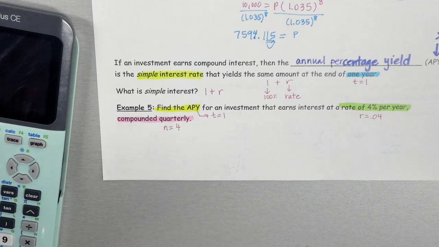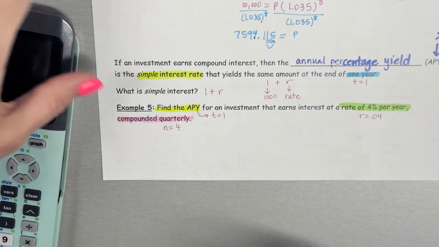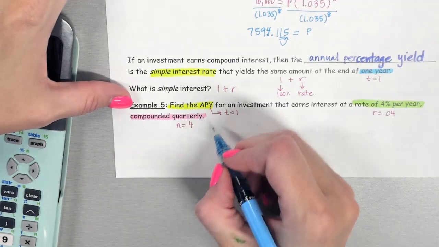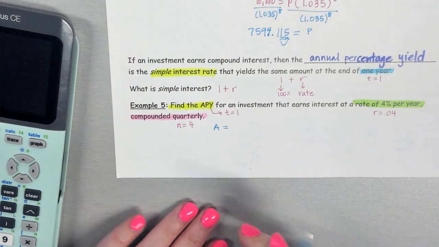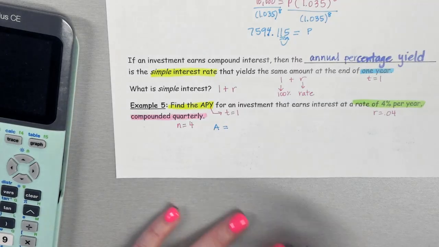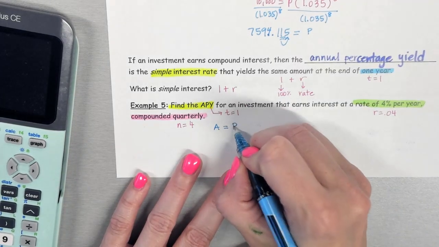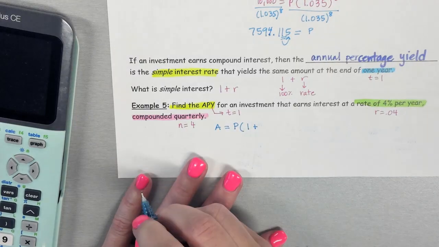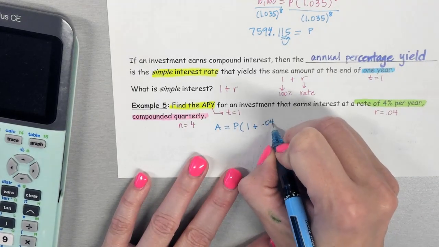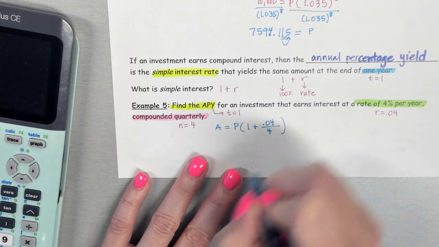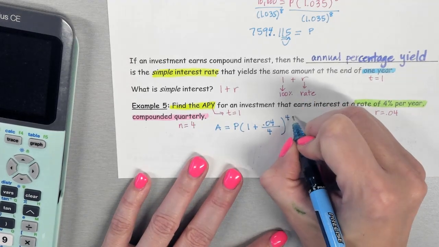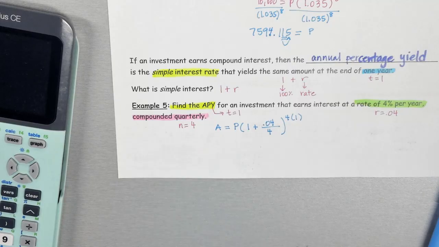Okay, you are not going to have a principal value. So when you are setting this up, you are just going to say your A value, or your A of T, is equal to the principal times 1 plus the rate over the number of times it's compounded, and then N times T. I'm just going to give you a second to look at how that relates to your original equation there, okay?